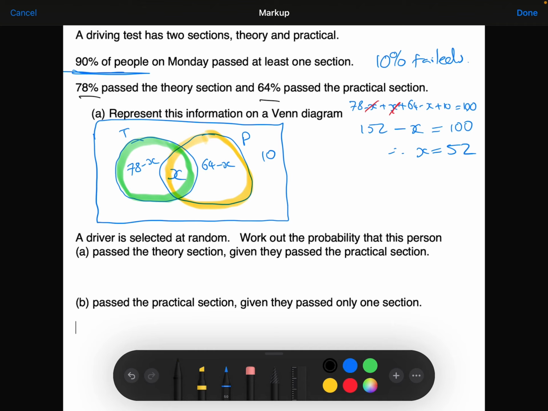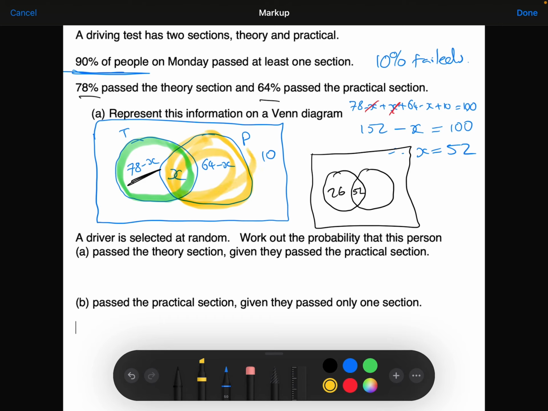So now I can actually draw a Venn diagram. I know the inside region is 52. Which means that this region here will be 26 because remember, it's 78 minus X. So 78 minus 52 is 26. Similarly, remember I know that all of this over here adds up to 64. So therefore this will be 12. And remember the outside was 10. And just to make sure you're happy with this, add these numbers up, you will get 100.